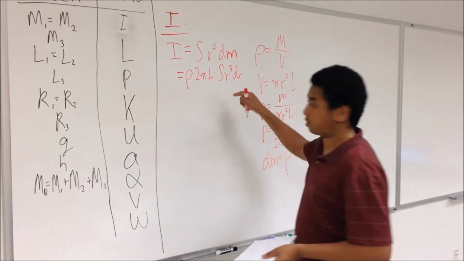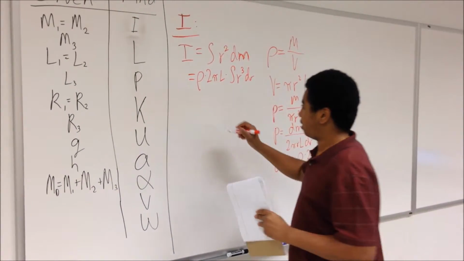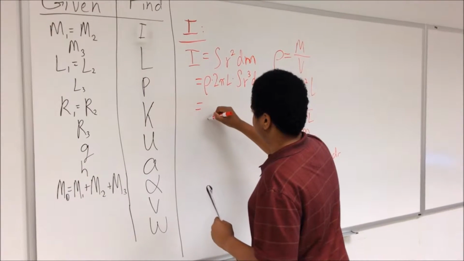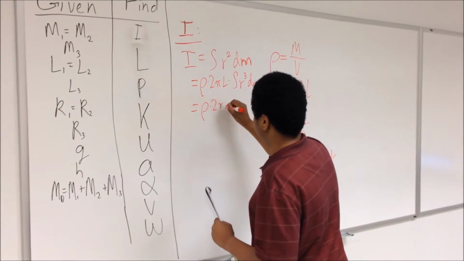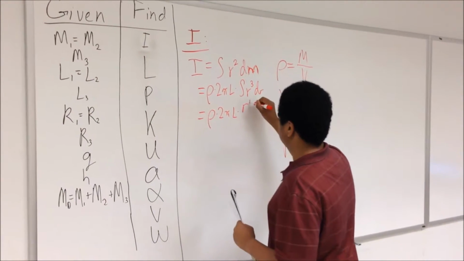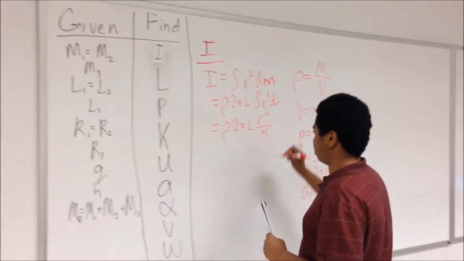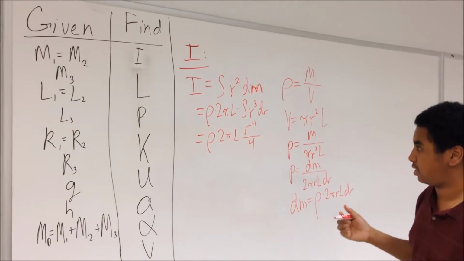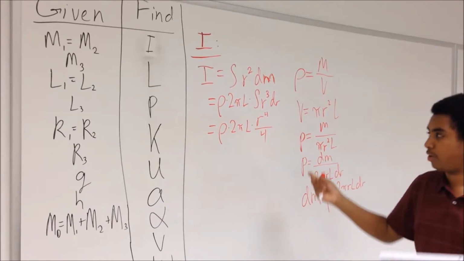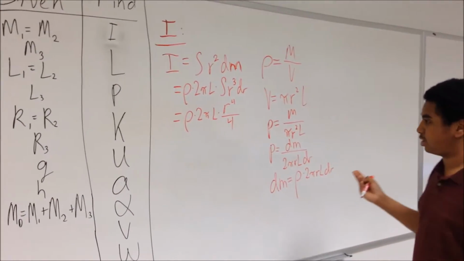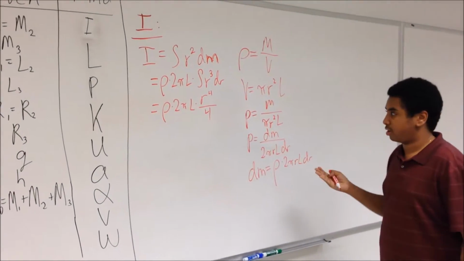What I did was combine like terms. So we can integrate this and get rho times 2 pi l times r to the 4th all over 4. And that gives us a general equation. So now what do we do with this? We need to get rid of the rho in order to get a regular equation.